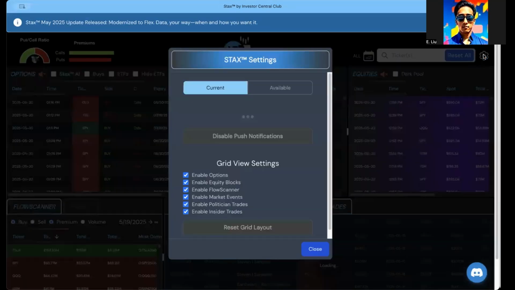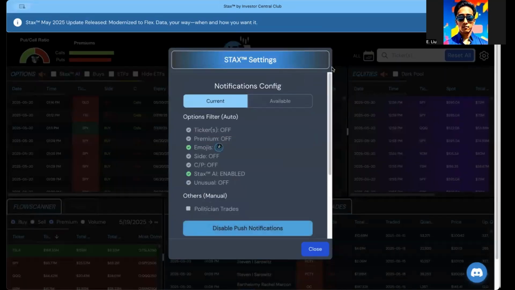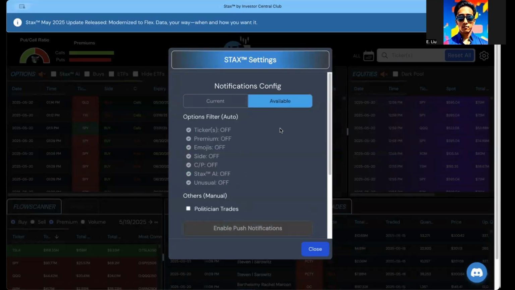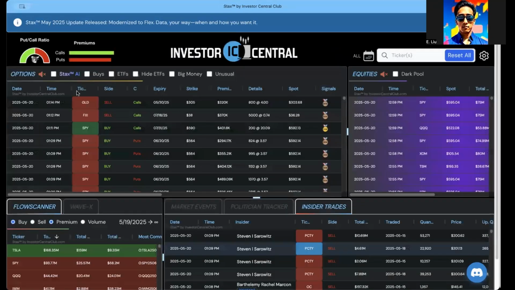Last but not least, we do have our Stacks setting icon on the top right, which allows us to get push notifications. So for example, I'm going to disable mine really quick. When you come in here, you can go under the available side of it. And for example, right now I have no filter, so it doesn't make sense for you to get every single print that comes in. I'm going to go in here.